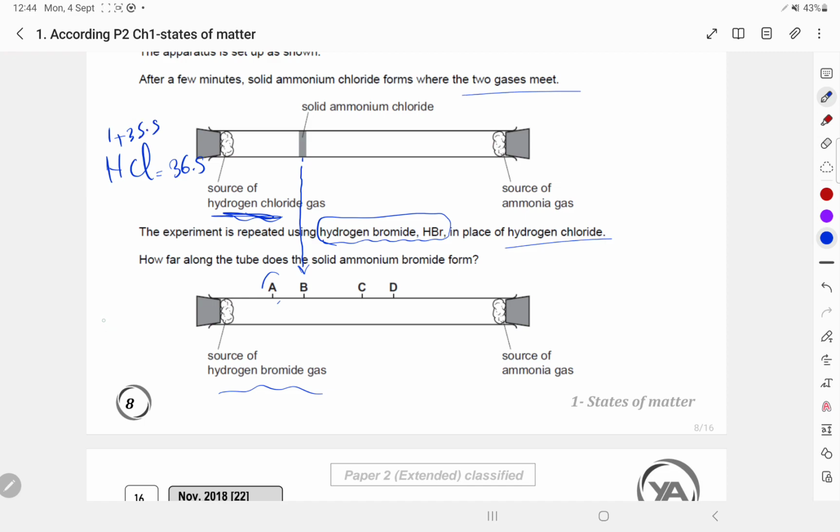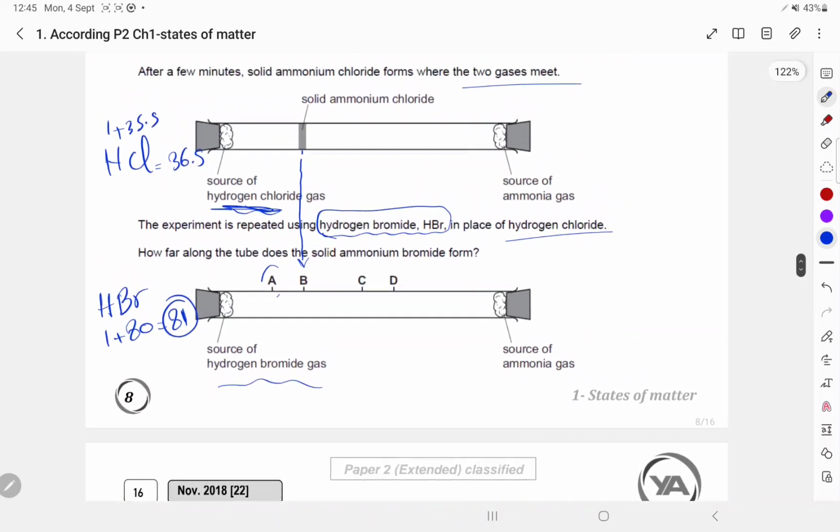The hydrogen bromide HBr: 1 plus 80, the mass number of bromine is 80. So the total is 81. Look now, hydrogen bromide has greater MR than the hydrogen chloride. Its particles are much heavier than the hydrogen chloride, so they will move much slower. So they will meet much closer to the hydrogen bromide, which is A, because it will be slower than the hydrogen chloride.